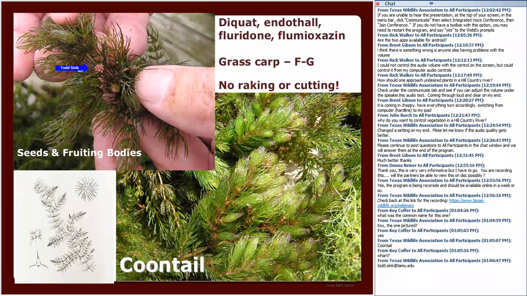The photo you're up on now, the coontail, was there another common name for that as well? Coontail or hornwort. Hornwort is perhaps a more proper name, but it's not as commonly used as coontail. Coontail is the name generally associated with the species.